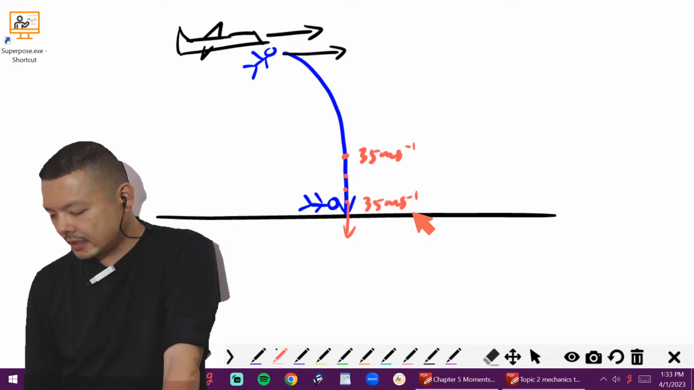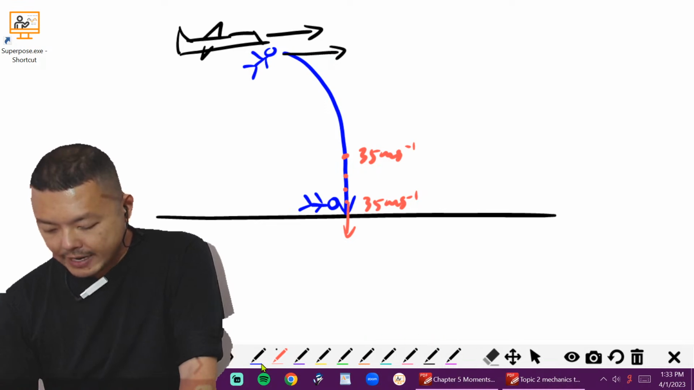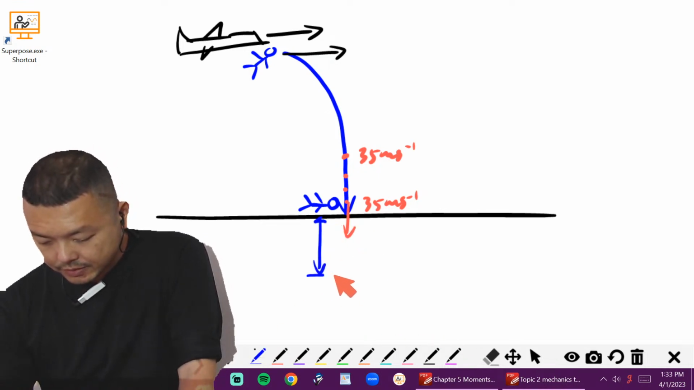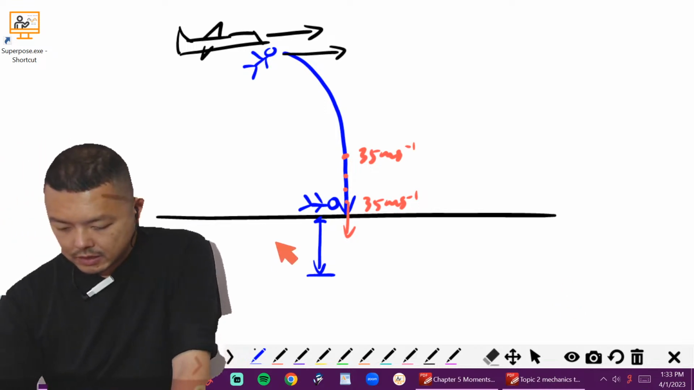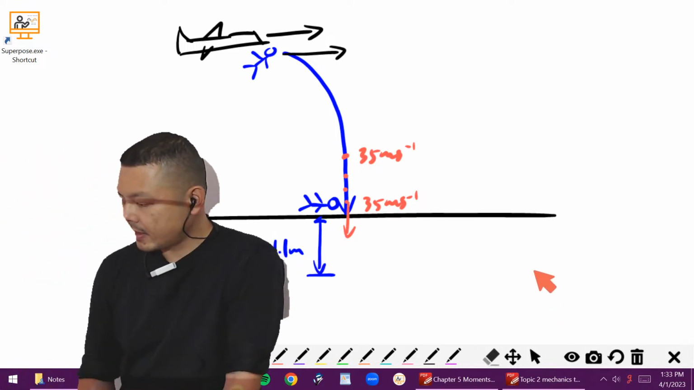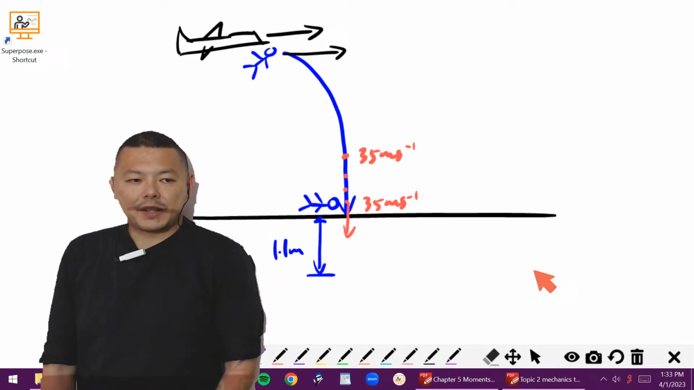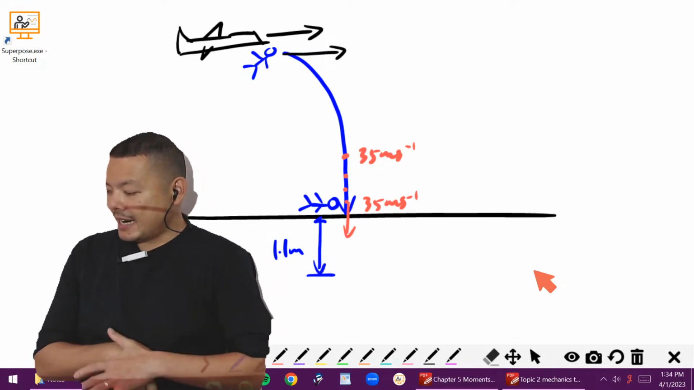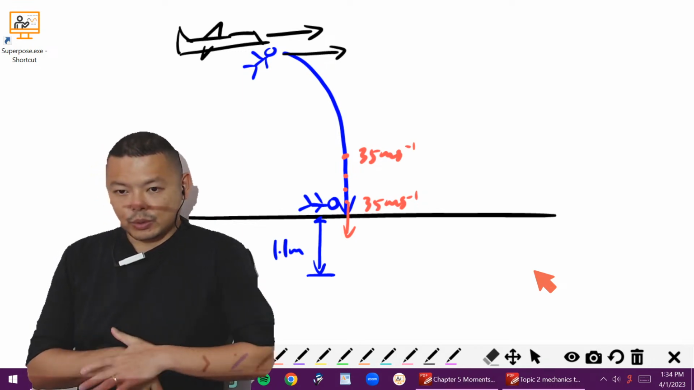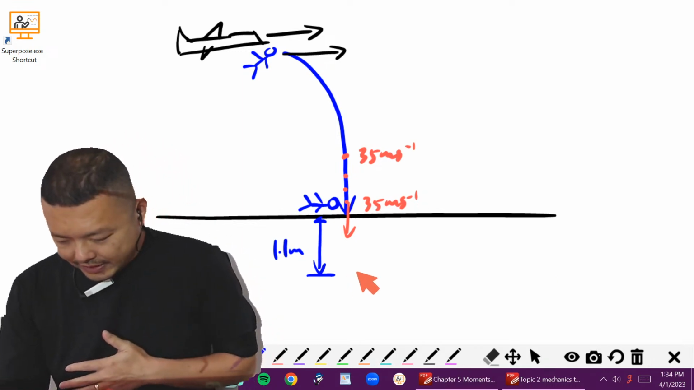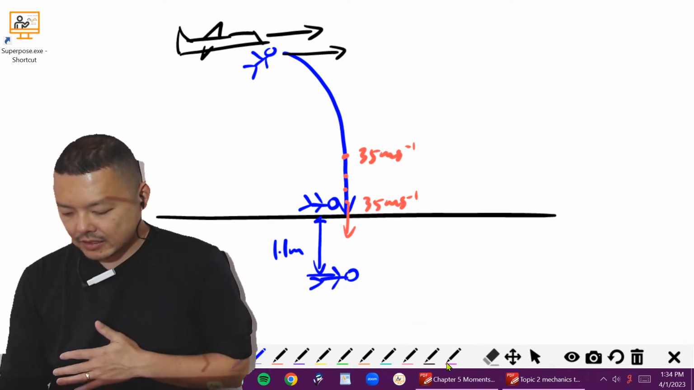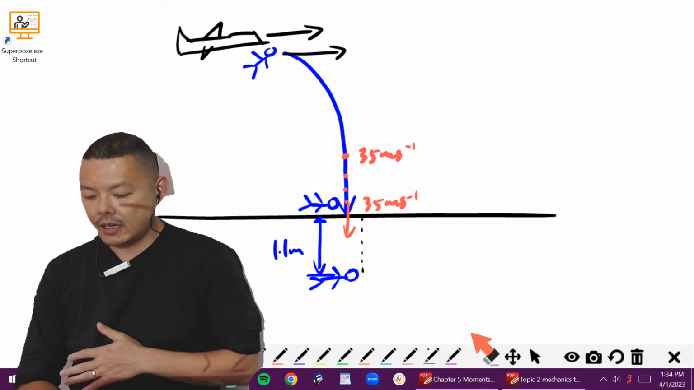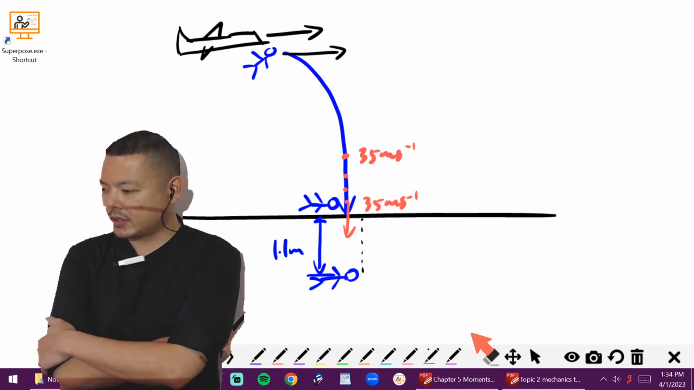All right. Then the next thing is he will be embedded into the snow. How deep? 1.1 meters deep. First question, what is the work done by the snow to get him to stop inside the snow? Like that, at a crater. Like this. It means he's embedded inside here like that. What is the work done by the snow?